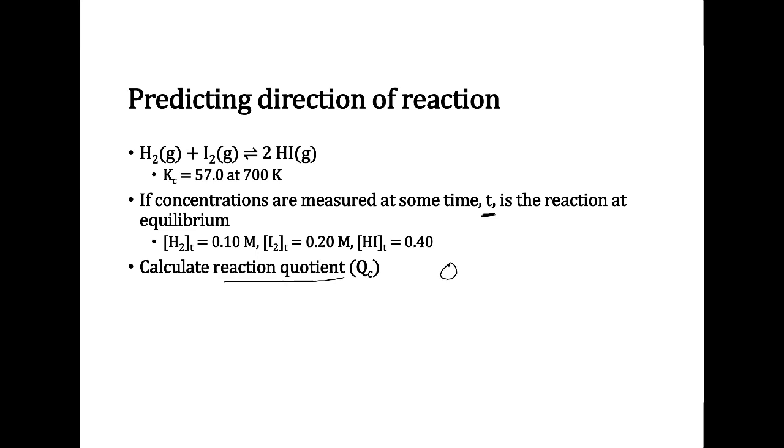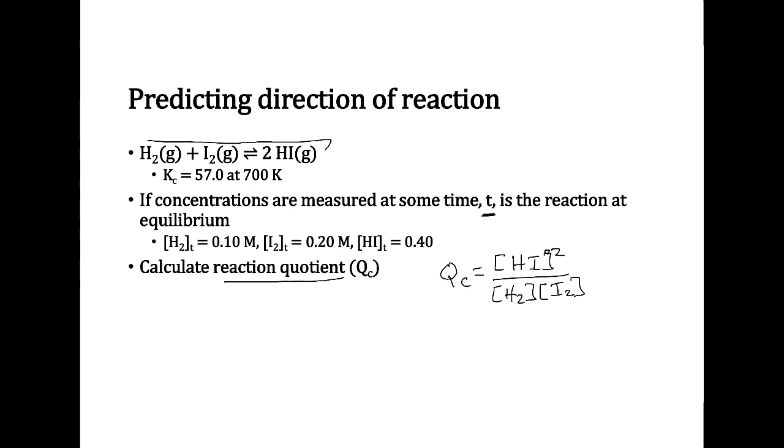Okay, and whenever we write a reaction quotient, we write it in the exact same way that we would a Kc value. So here, if we look at our reaction up here, we have H2 plus I2 yields 2HI. So here, the reaction quotient would be HI squared over H2 times I2. So that's our reaction quotient. And if this was at equilibrium, Kc would be 57. But we don't know yet if it's at equilibrium or not.